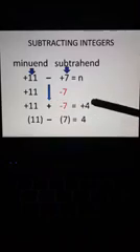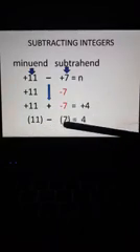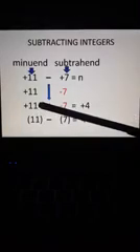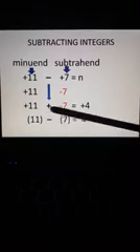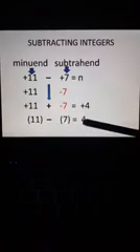Now, to add integers with different signs, we find the absolute value of each and subtract the lesser absolute value from the greater. So the absolute value of positive 11 is 11 and of negative 7 is 7. Therefore, that's going to be 11 minus 7 equals 4.